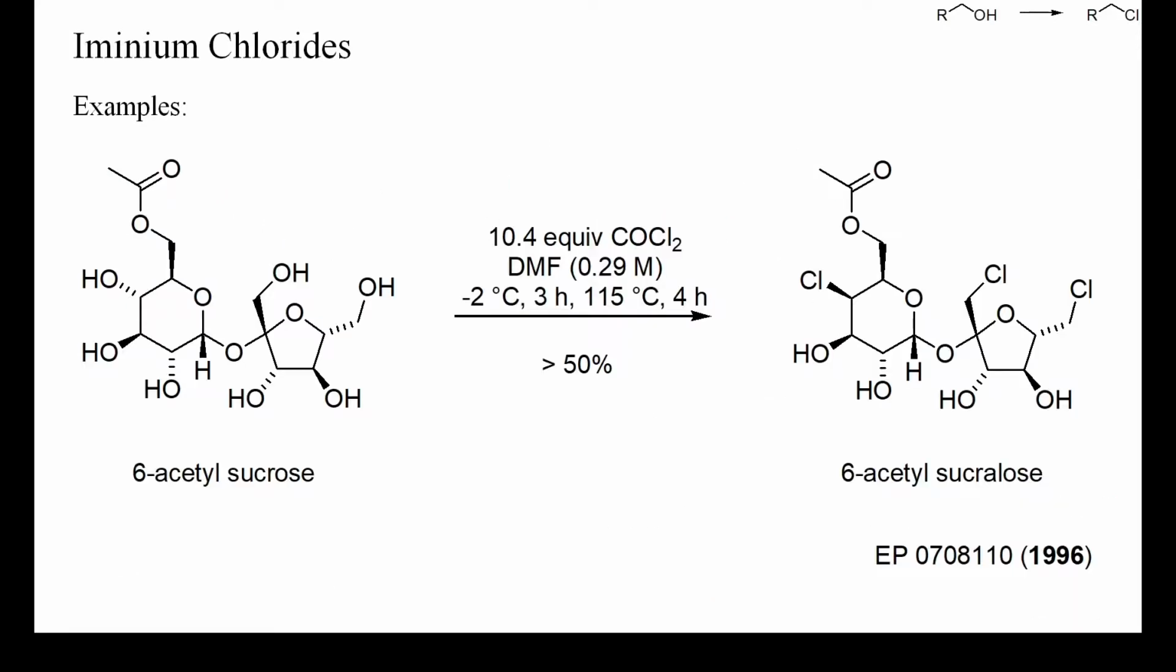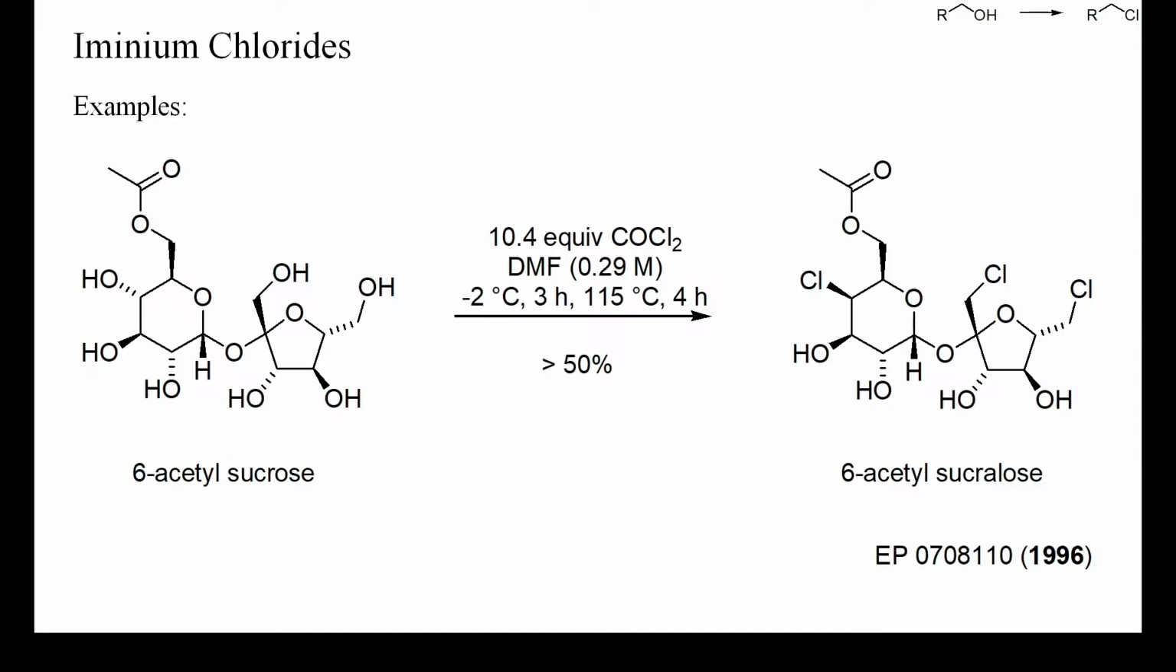This example shows how 6-acetyl-sucralose can be prepared from 6-acetyl-sucrose. The required iminium chloride was generated from an excess of phosgene and DMF. Interestingly, only the 2 primary hydroxyl groups and 1 secondary hydroxyl group were converted into chlorides, while 4 additional unprotected secondary hydroxyl groups remained unchanged. No bases were added, and despite the high reaction temperature, no cleavage of the acetyl groups occurred.